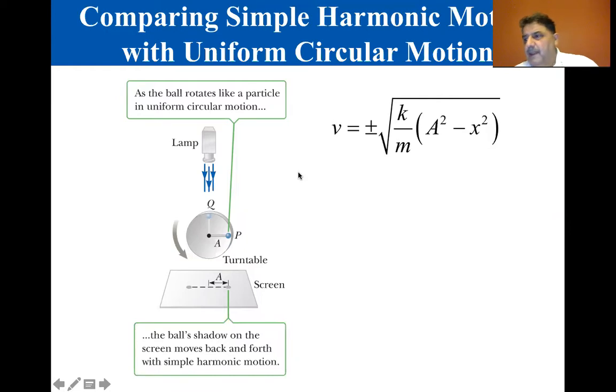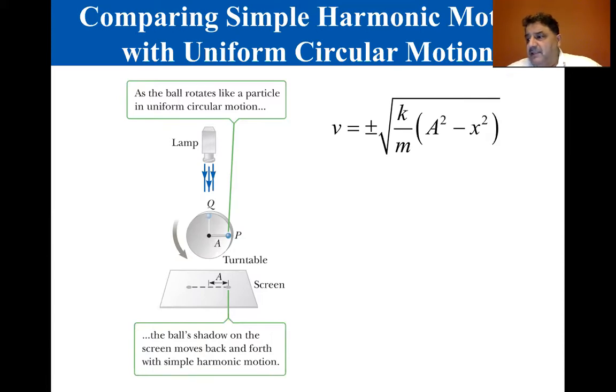Let's examine this figure, which is a top view of an experimental arrangement that can help us visualize the relationship between simple harmonic motion and uniform circular motion. A ball is attached to the rim of a turntable of radius A, which is illuminated from the side by a lamp. We find that as the turntable rotates with constant angular speed, the shadow of the ball moves back and forth with simple harmonic motion.